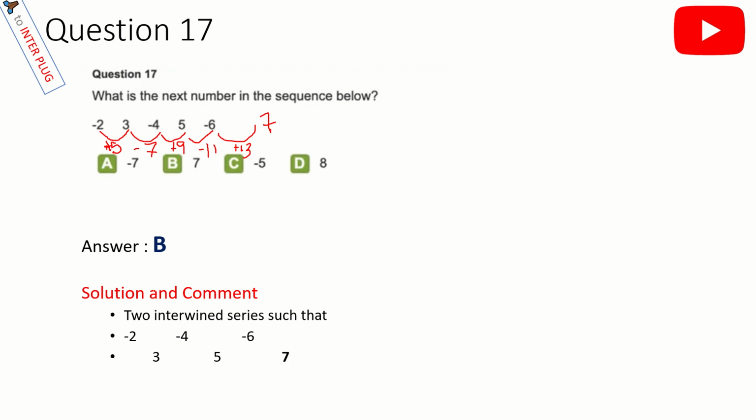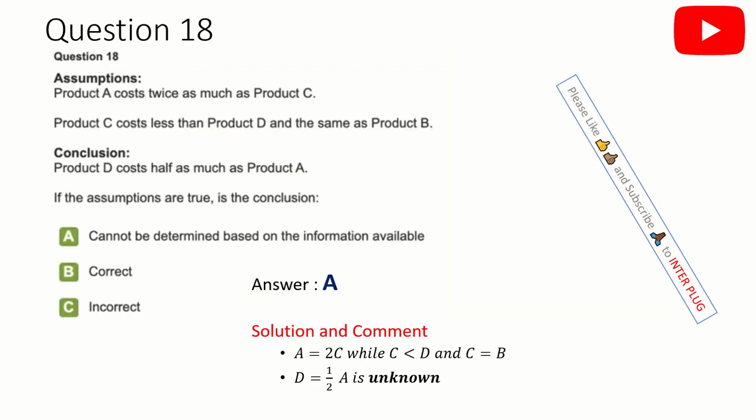Okay, but I just really prefer to see it as two sequences: -2, -4, -6, and 3, 5, and obviously 7. That's really easy. So the answer is B.